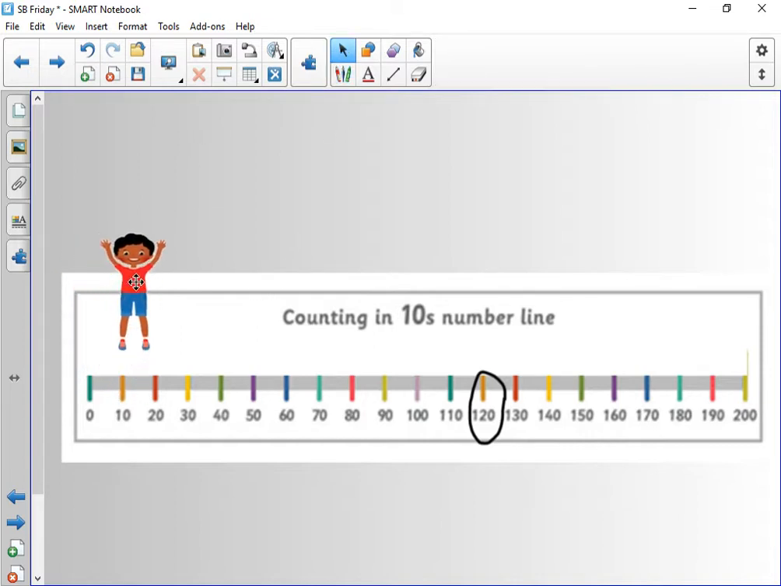0, 10, 20, 30, 40, 50, 60, 70, 80, 90, 100, 110, 120. Let's just go back to 90 and practice those last few numbers. Are you ready? 90, 100, 110, 120. One more time. 90, 100, 110, 120.